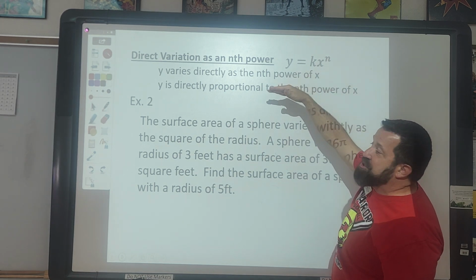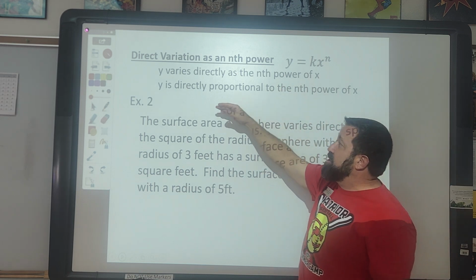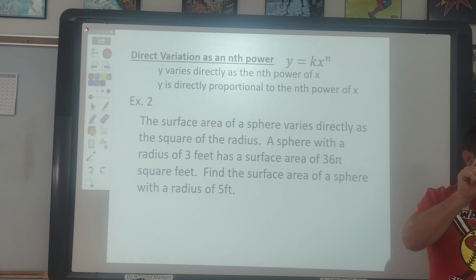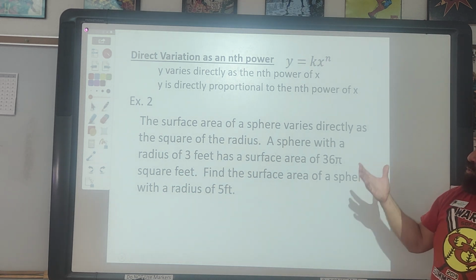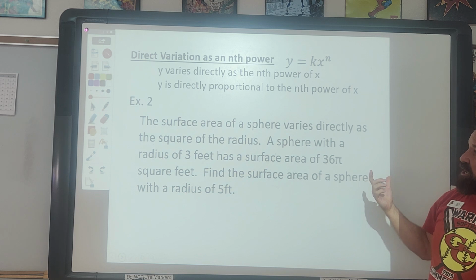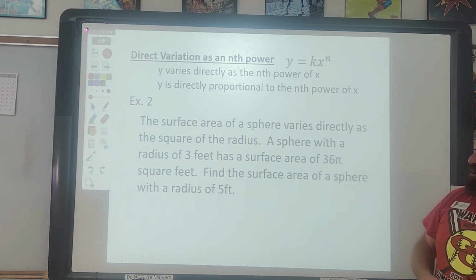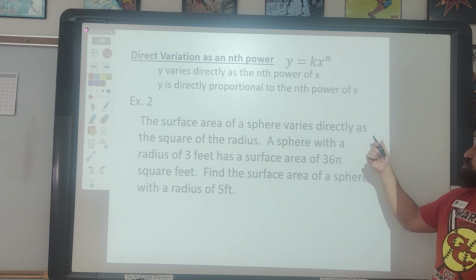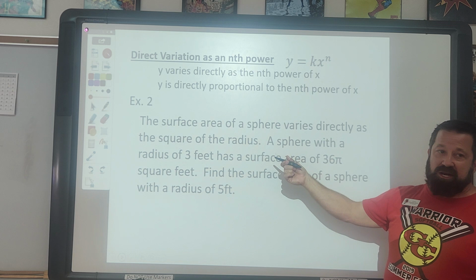So when you see that in a word problem, it's going to say y varies directly as the nth power of x. So that's just a slight modification for how that's worded, where y is directly proportional to the nth power of x. So here's an example of that. The surface area of a sphere. If you're talking about the surface area of the sphere, it varies directly as the square of the radius.